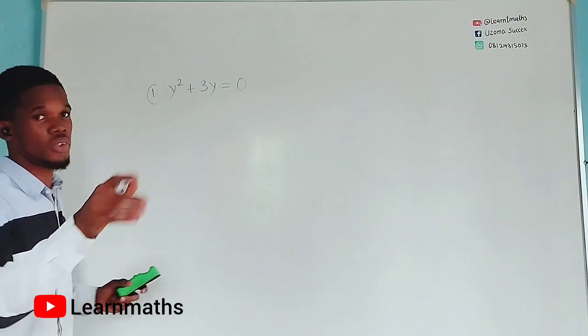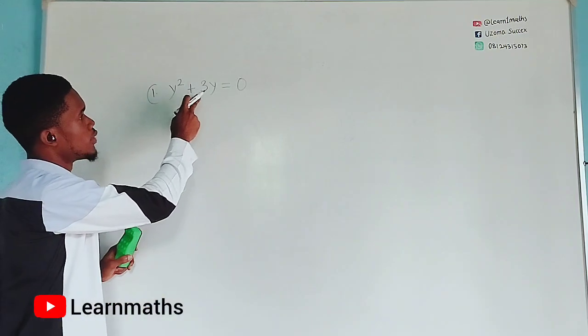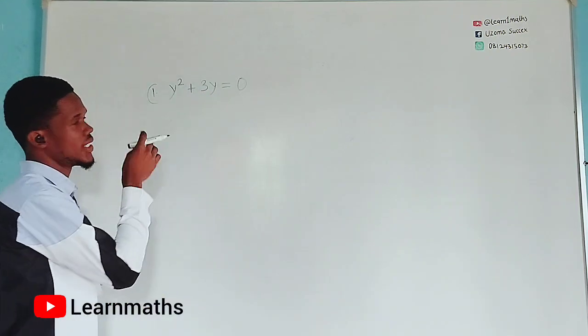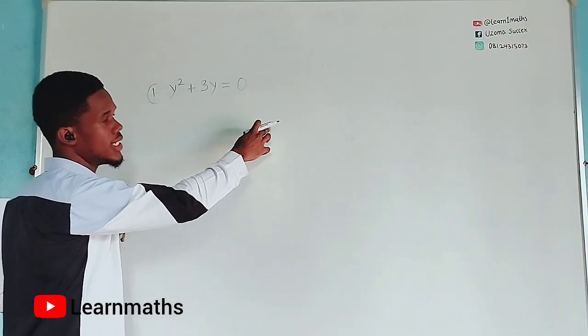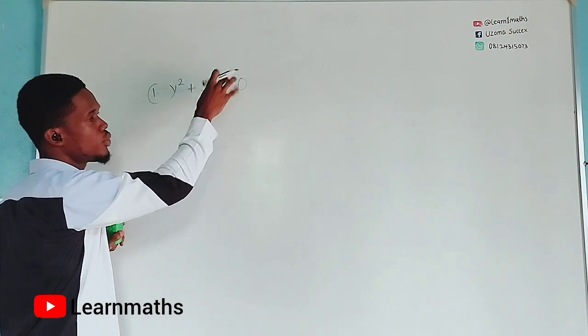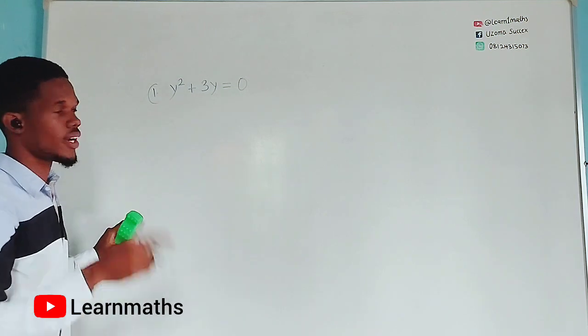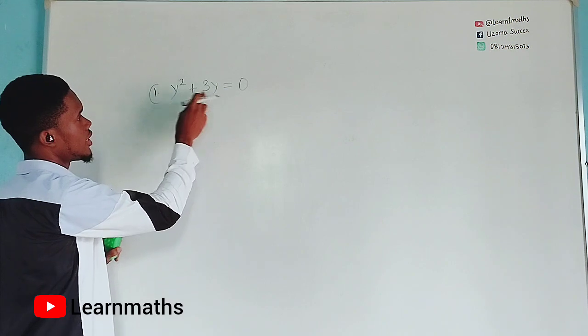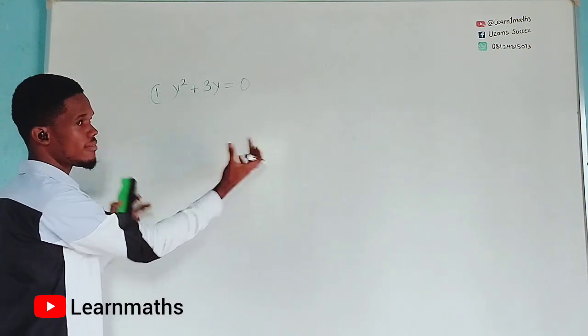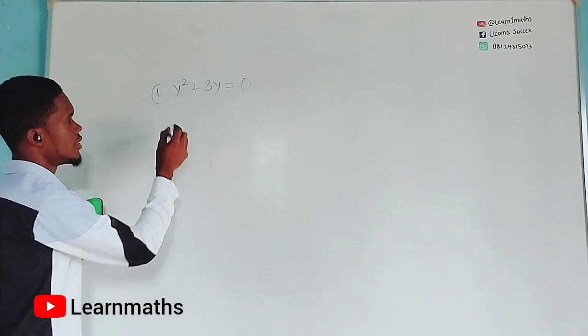Alright, so for the first quadratic equation, y squared plus 3y equal to 0, as you can see, this is a quadratic equation that doesn't have the last term c. It has a and b, but no third term, which is c. So this is how you factorize this equation. We have y squared here, we have 3y. There's y here and y here, so I can factor out y from this quadratic equation, right?